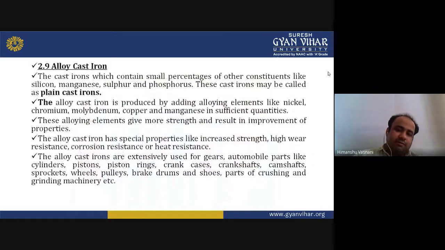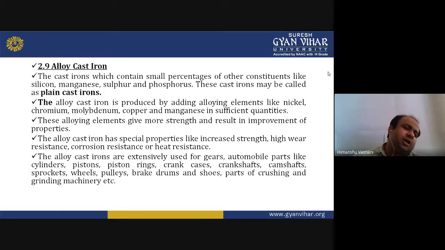Then alloy cast iron, a very important topic. The cast iron which contains small percentages of other constituents like silicon, manganese, sulfur, and phosphorus may be called plain cast iron. Alloy cast iron is produced by adding alloying elements like nickel, chromium, molybdenum, copper, and manganese in sufficient quantity.